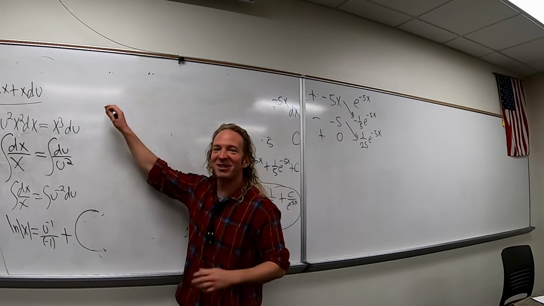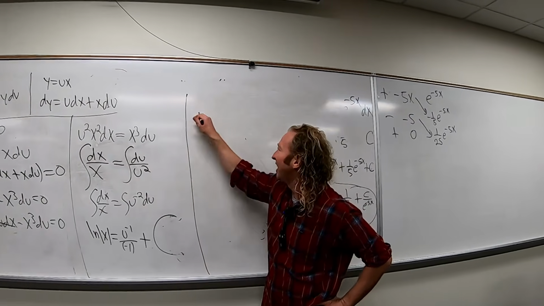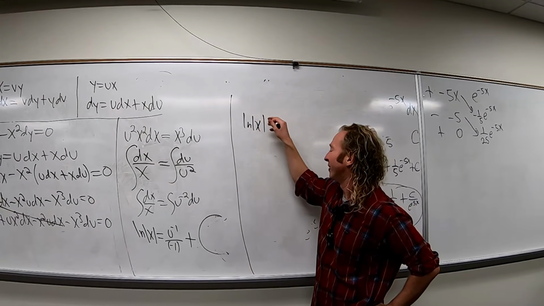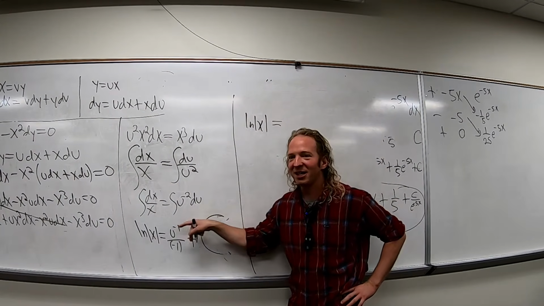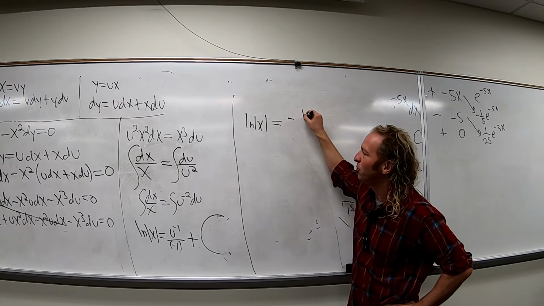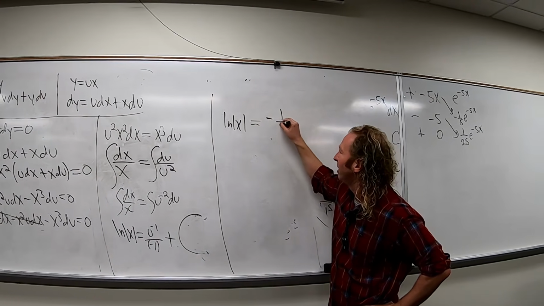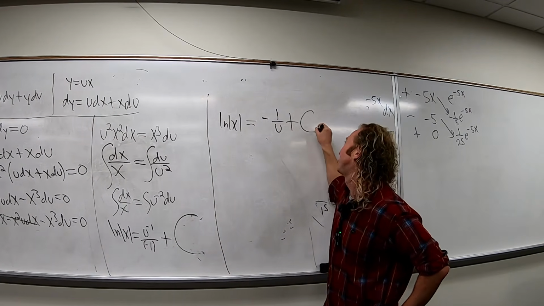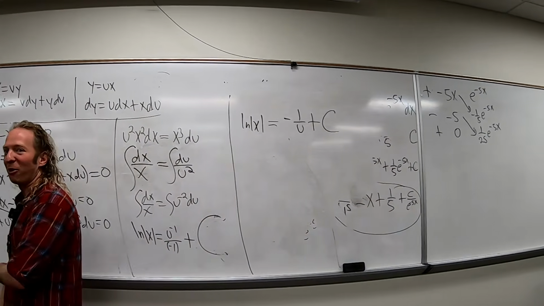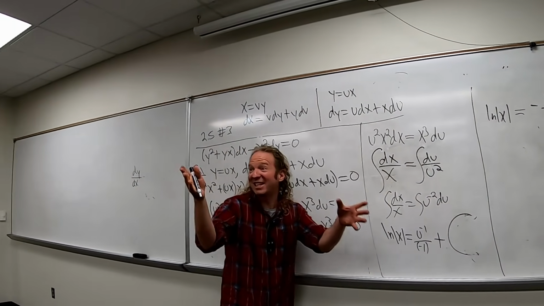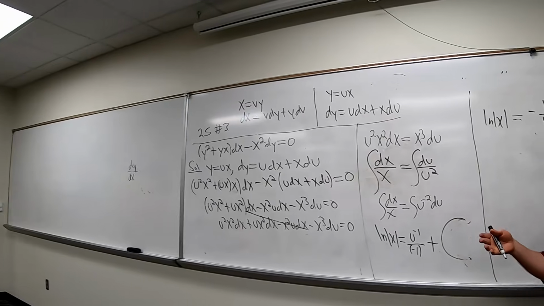Okay. So this is ln|x| equals negative 1 over u, plus c. I am so glad we don't have to solve for y. I'm glad I made that rule. It saves us like 15 minutes of review time. That's why I did it.